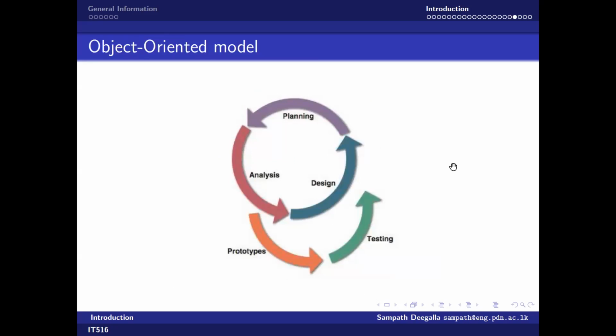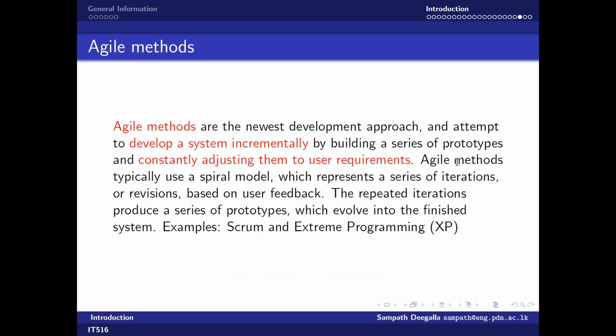In object-oriented modeling, you will also see a similar kind of phases, but slightly different, like planning, analysis, and design. What comes out is the prototypes, and then you can test them, right? That's basically how it works. Then the third one is agile methods, which is the newest one.